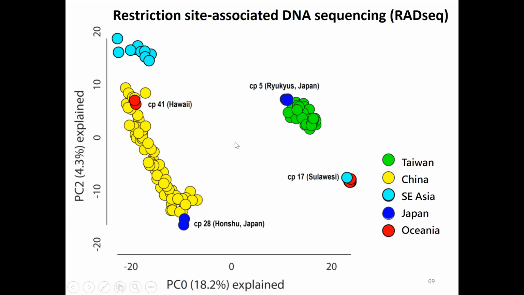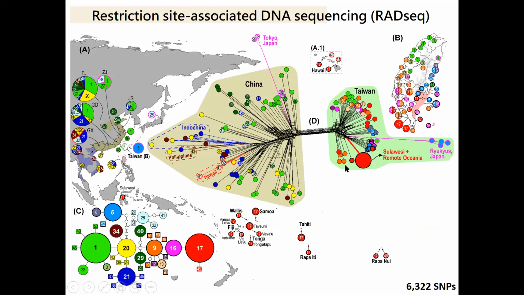Okay, so this is another way to show this variation. This is what we call network analysis. You can see that all the Pacific paper mulberry samples can be classified into two genetic groups. The one on the left side includes all the samples from China and some samples from Hawaii, which carry CP41. And all the Pacific paper mulberry carrying CP71 is genetically very close to the population in Taiwan.